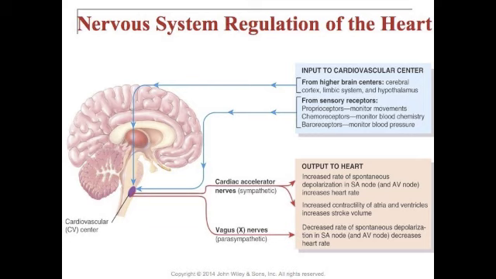And then on the sympathetic side, we see the increased rate of spontaneous depolarization in the SA node and the AV node increases the heart rate. Increased contractility of the atria and ventricles increases stroke volume. And then the vagus nerve, which is on the parasympathetic side of it, deals with the decreased rate of spontaneous depolarization in the SA node, and the AV node decreases the heart rate.